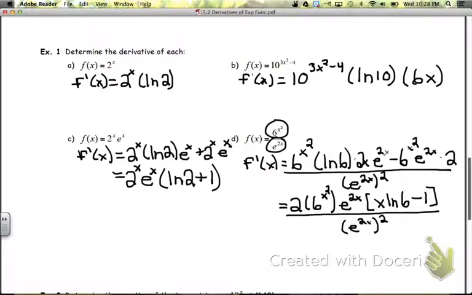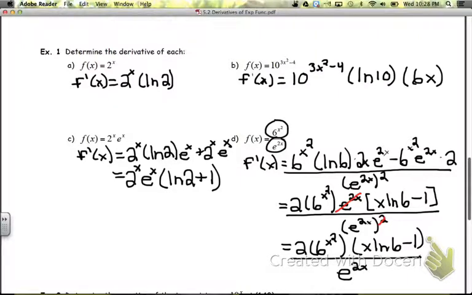Now, what you're going to notice here is everything is multiplied together in my numerator. I have 1 e to the power of 2x in my numerator, and I have 2 e to the power of 2x in my denominator. So I can take 1 away in my denominator and take the whole thing away in my numerator. So what I'll be left with is 2 times 6 to the power of x squared times x ln 6 minus 1 all over e to the power of 2x.